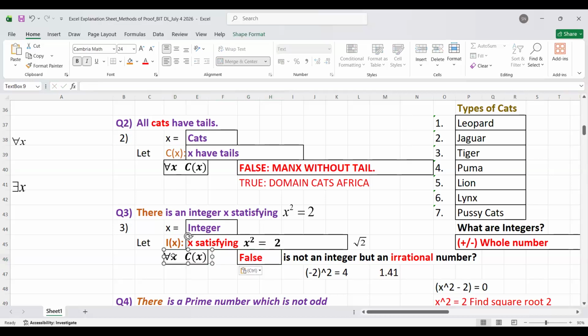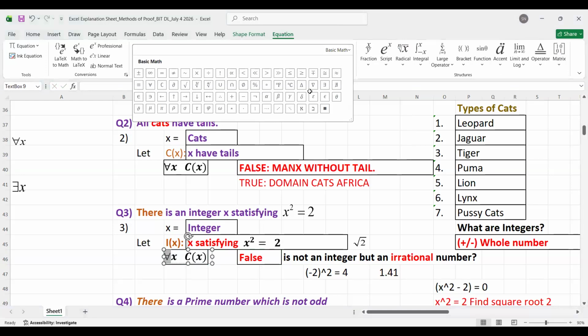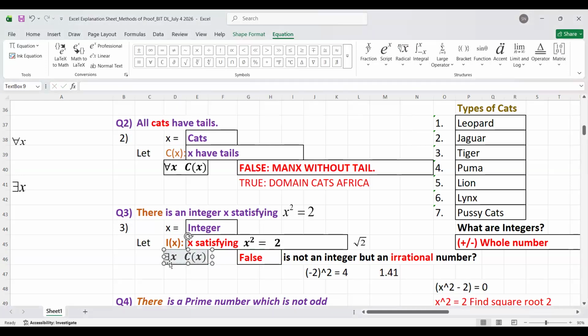Just like I did for the other one, this one says there is, so I will be borrowing the existential quantifier. Not for all, I'll be using there exists. I hope I have it somewhere here. Okay, so there exists x, and then instead of c of x, now it will be I of x. So we are saying this statement is false.